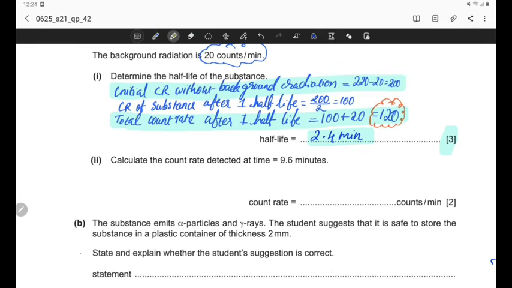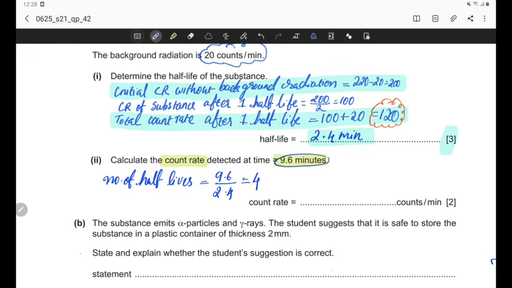Part 2. Calculate the count rate detected at time 9.6 minutes. So we can check how many half-lives have gone through within 9.6 minutes. The number of half-lives is equal to the total time over the half-life, that is 9.6 over 2.4, and that is 4.